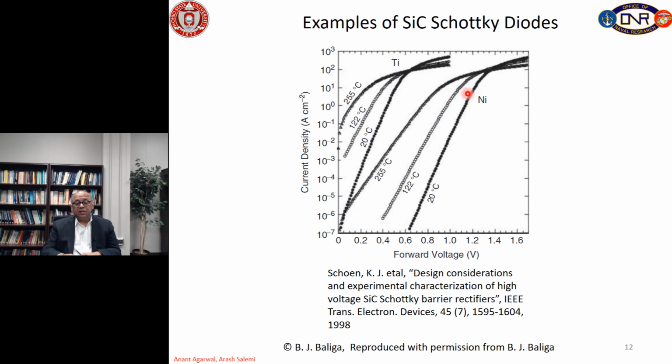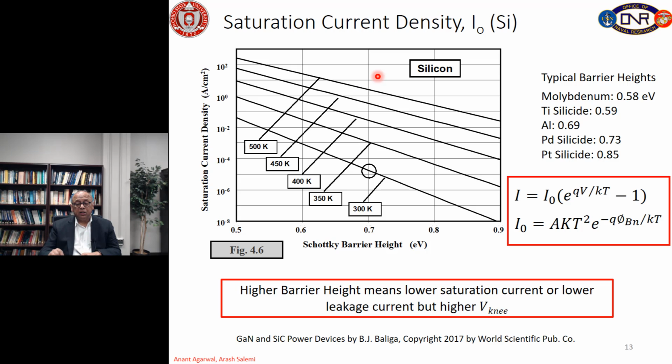So you can see nickel has a higher barrier height, so the knee voltage is higher than Ti, just as we expected, and also the temperature dependence is as we expected.